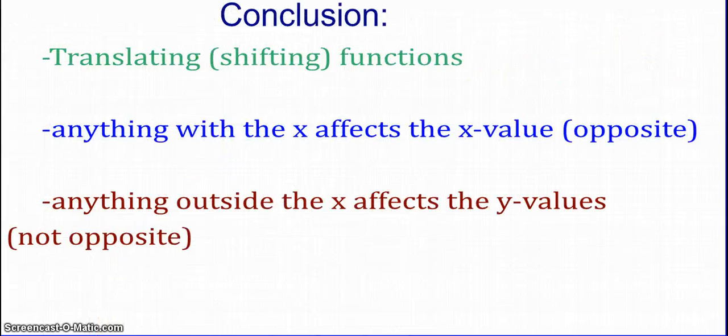So in conclusion, we want to understand translating or shifting of functions. Anything within the x affects the x value, and we do the opposite. So within the x, we're talking about inside the common function. Anything outside the x affects the y values, and it's not going to be the opposite. It's going to be whatever the operation is. And so again, what we're talking about with outside the x is outside of the common function.